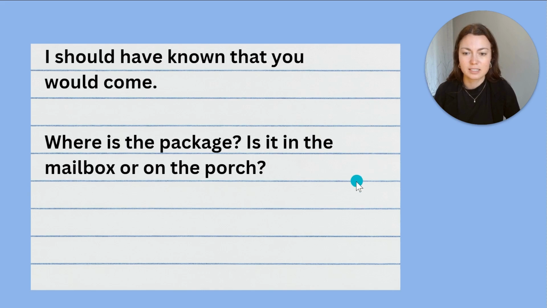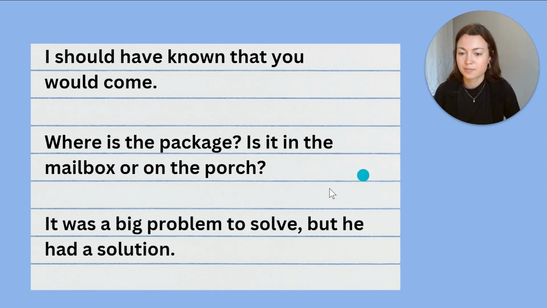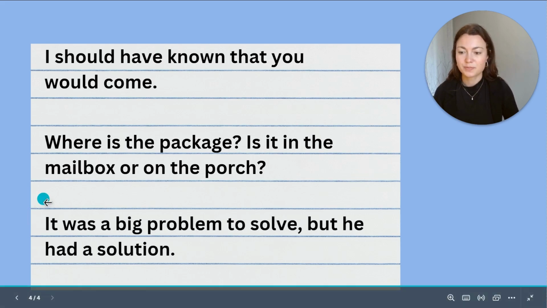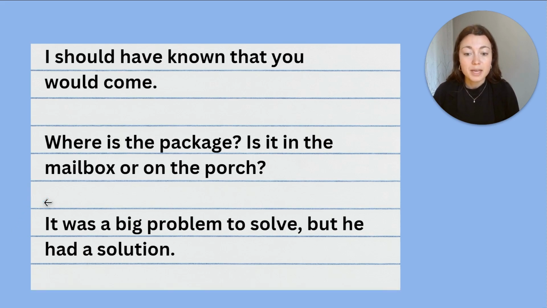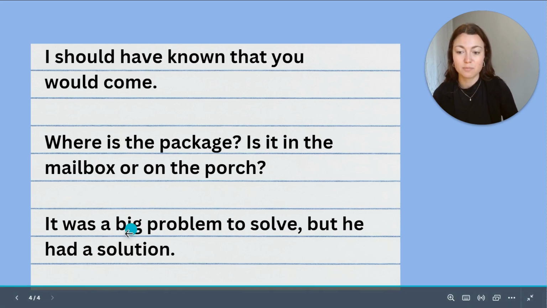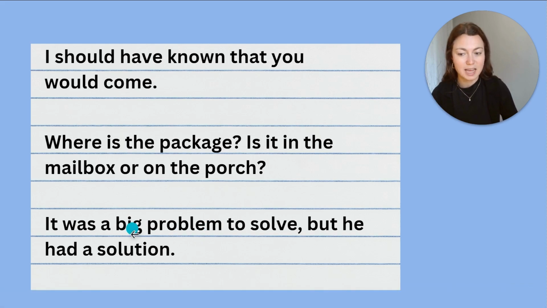Let's look at our last example here. Let me read it for you. It was a big problem to solve, but he had a solution. It was a big problem to solve, but he had a solution. So a couple of things to note here. We have an adjective, big problem. Typically adjectives get stressed because they add that extra detail to the noun. Solve, we have our verb there.